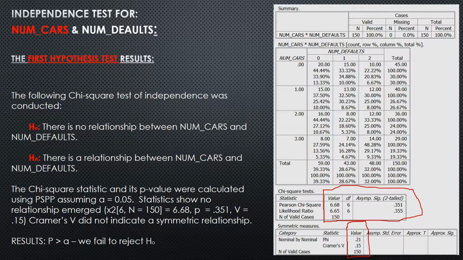Basically what that comes down to is that our p-value ended up being larger than the alpha value. So that means we fail to reject the null hypothesis. Again, using an alpha value of 0.05, our statistics show no relationship emerged. There, our p-value is 0.351. And let's go look at the second test.